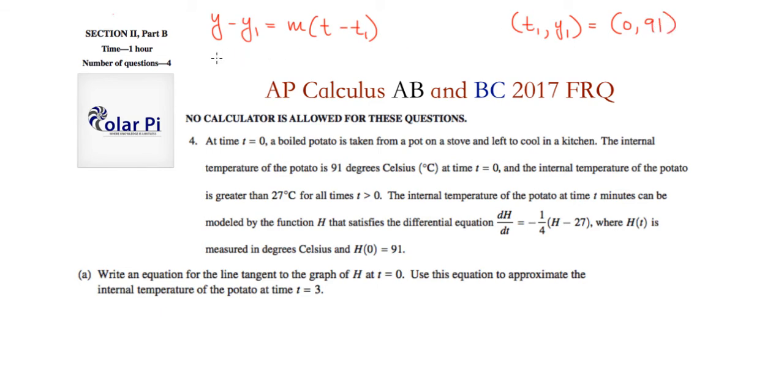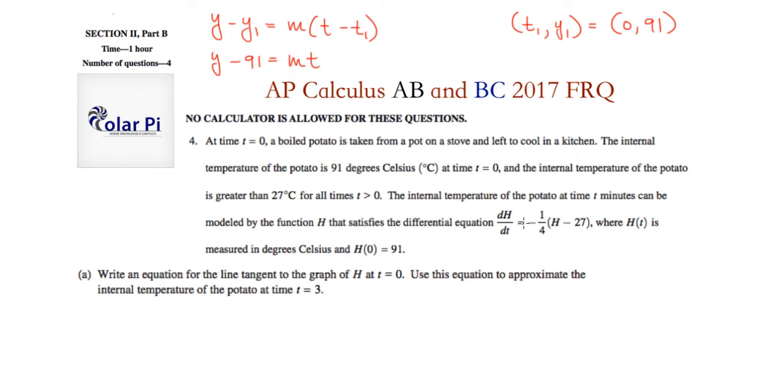So our equation so far looks like y minus 91 is equal to m, which we have to figure out. And m is going to be h prime of 0, because we're looking at the tangent line to h at 0. Then we'll have m times t minus t1, and t1 is 0, so just m times t. We just have m left to figure out.